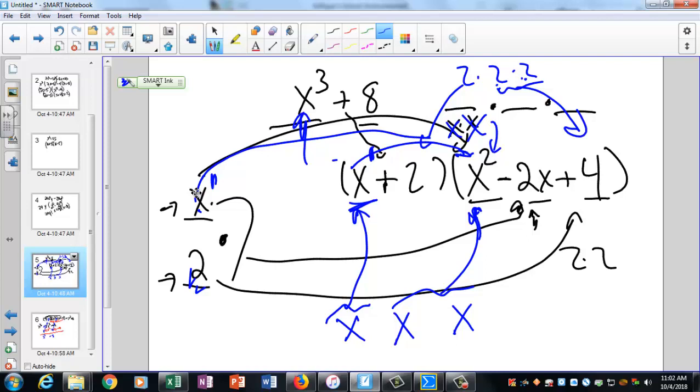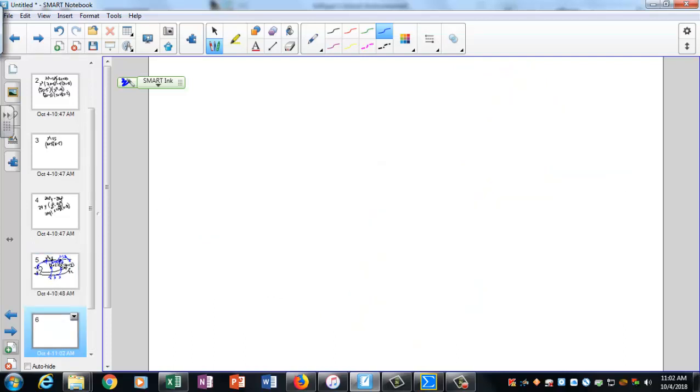It came from this piece times this piece. So whatever that middle number is, it's this number times this number. Okay? So let's take a look. I'll walk you through this one and I'll give you one to try. If I say x cubed plus 125.